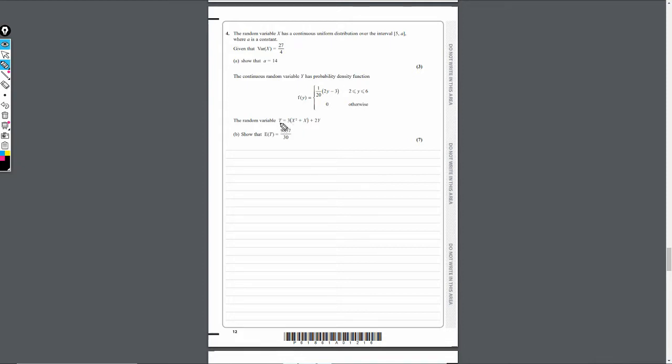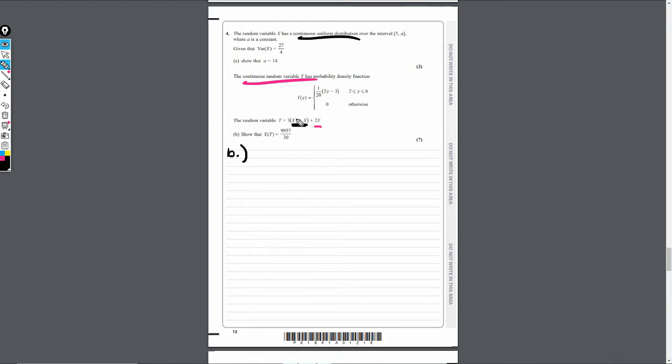So we've got this variable T here, and what it's doing is combining these two distributions. You've got your x squared and your x, which are related to the continuous uniform distribution. And then, if I change the colour, you've got your 2y here, which is related to the probability density function. So you've got to combine these to be able to show that E of T is equal to this quotient. If we start here for part B, let's work out the uniform distribution ones first. They're a little bit easier.